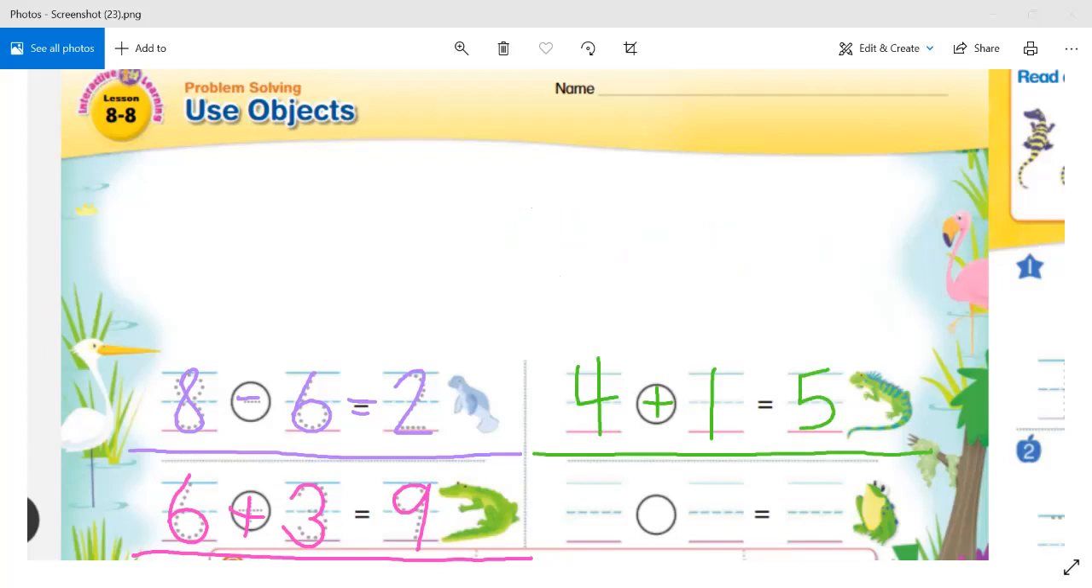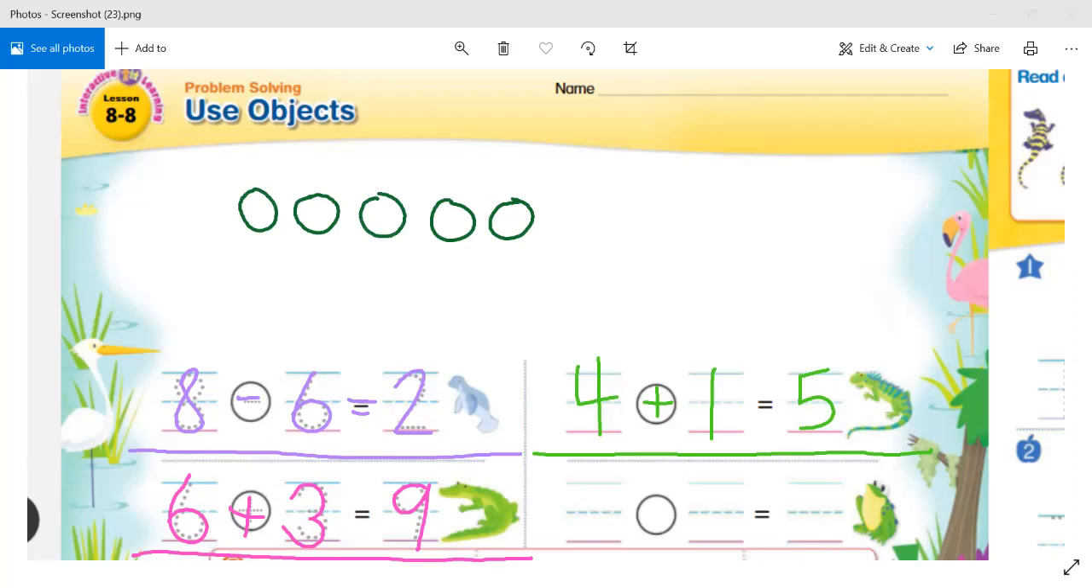Let's do our last problem here. 5 frogs are in the pond. So let's draw 5 counters. 1, 2, 3, 4, 5. 5 frogs are in a pond. 2 frogs hop away. How many frogs are left in the pond?